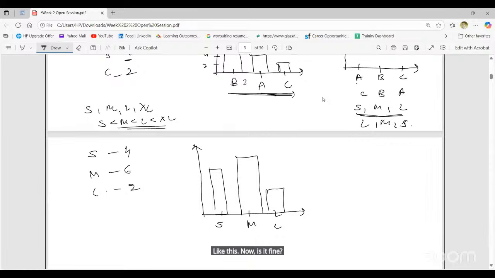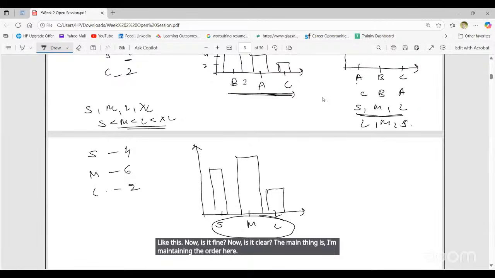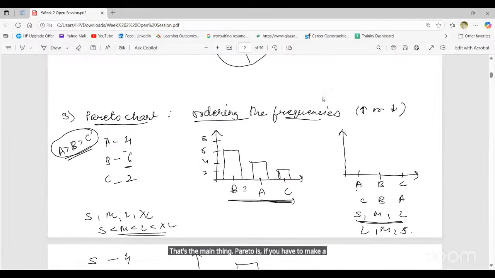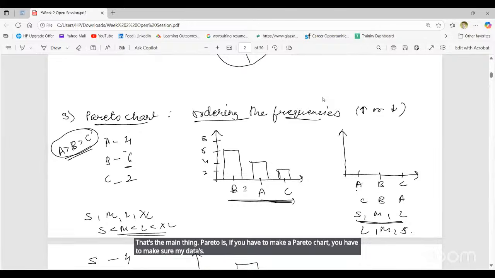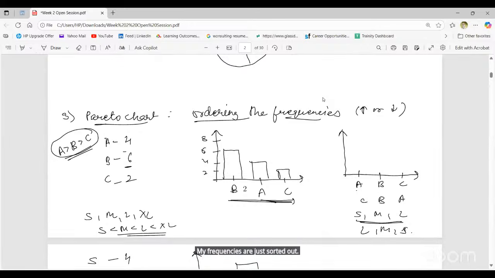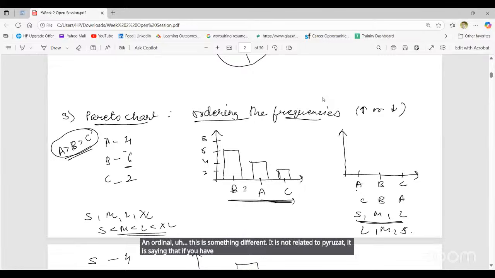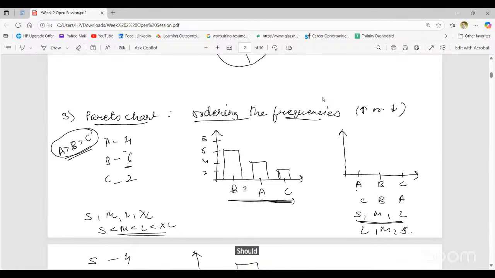Now is it clear? The main thing is I'm maintaining the order here. If you have to make a Pareto chart, you have to make sure my frequencies are just sorted out. Pareto is basically depending upon the frequencies, and ordinal is something different. It is not related to the Pareto chart. It is saying that if you have ordinal data, then you have to make sure that in the bar chart, the horizontal axis maintains that order. Is it fine now?